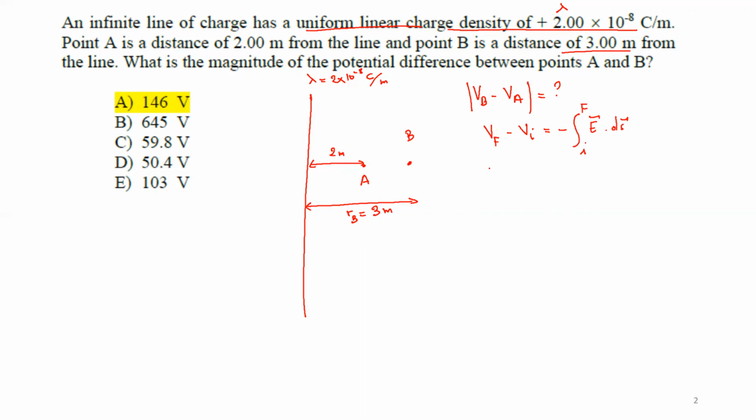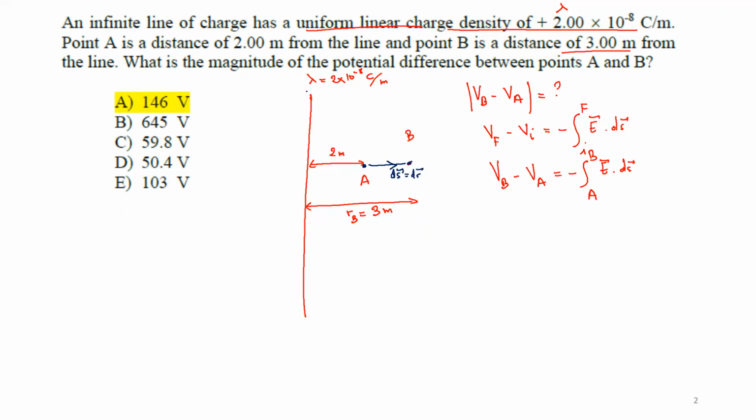So here, let me apply it between A and B. I want VB minus VA, which is just minus the integral, starting from A, going to B, of E dot ds. So what is ds? Let me take another color. I'm going now from A to B. So A is here, B is here, of course, and ds is in this direction. So actually ds here is equal to dr.